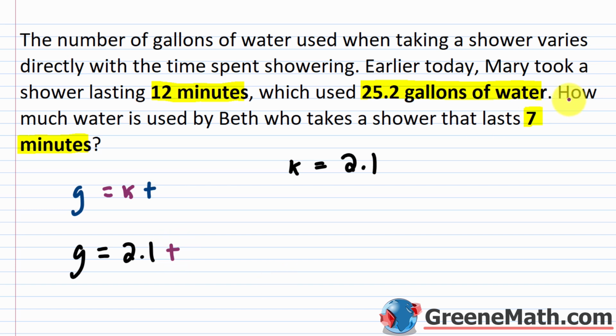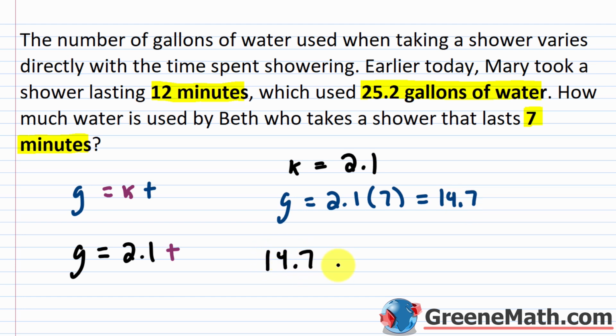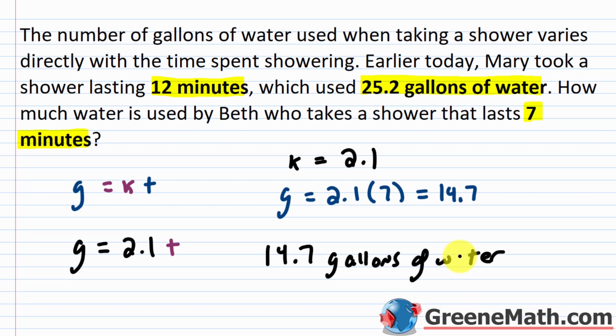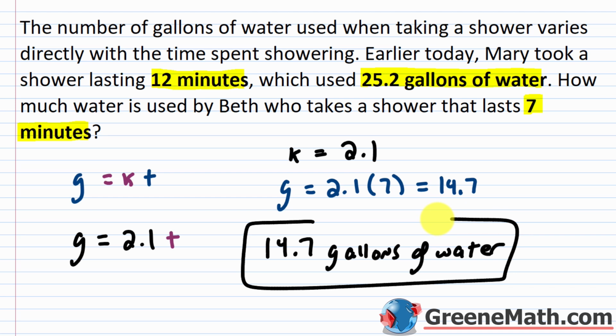In this situation, it says how much water is used by Beth, who takes a shower that lasts 7 minutes? Well, all you have to do is plug in a 7 for the t right there. That's it, you're done. So g is equal to 2.1 times 7, which is equal to 14.7. What we would conclude is that when Beth takes a shower that's 7 minutes, she's going to use 14.7 gallons of water. So I'll just write out 14.7 gallons of water, and I think that's good enough for me. If you want to write out a full sentence, that's up to you, but this is how I would answer this. Again, that's what Beth is going to use.